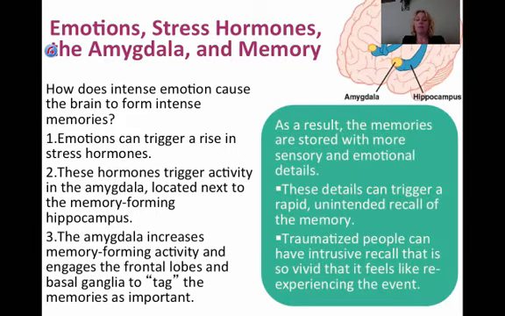So as a result, the memories are stored with more sensory and emotional detail, and these details can trigger a rapid, unintended recall of the memory. And traumatized people can have intrusive recall that is so vivid that it feels like they're re-experiencing the event. Okay, so again, the more highly impactful and stressful the event, the more likely it is that we are going to have a strong storage. But again, like we talked about before, that doesn't necessarily mean that there's going to be a lot of details in that memory, just that it is going to be a very strong and emotionally impactful memory.